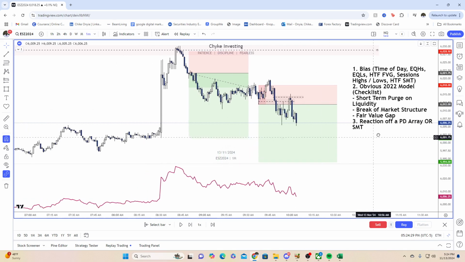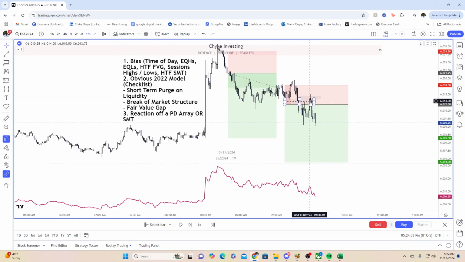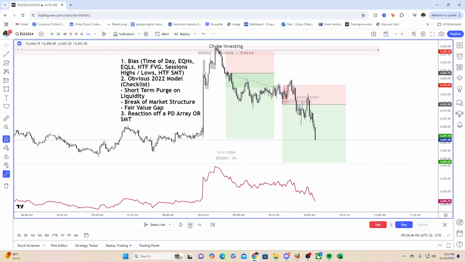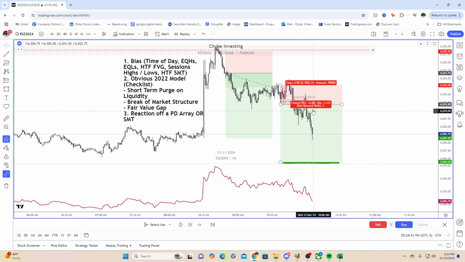So this is your second entry right now if you're trying to pyramid. Your bias is still there, okay? There's no PD array right here, but we still have our bias, and we're reacting off this 15-minute city. That's starting the MMSM, so we still had a PD array reaction, so we're still good to go. Price continues lower. But look at this again. What is this?